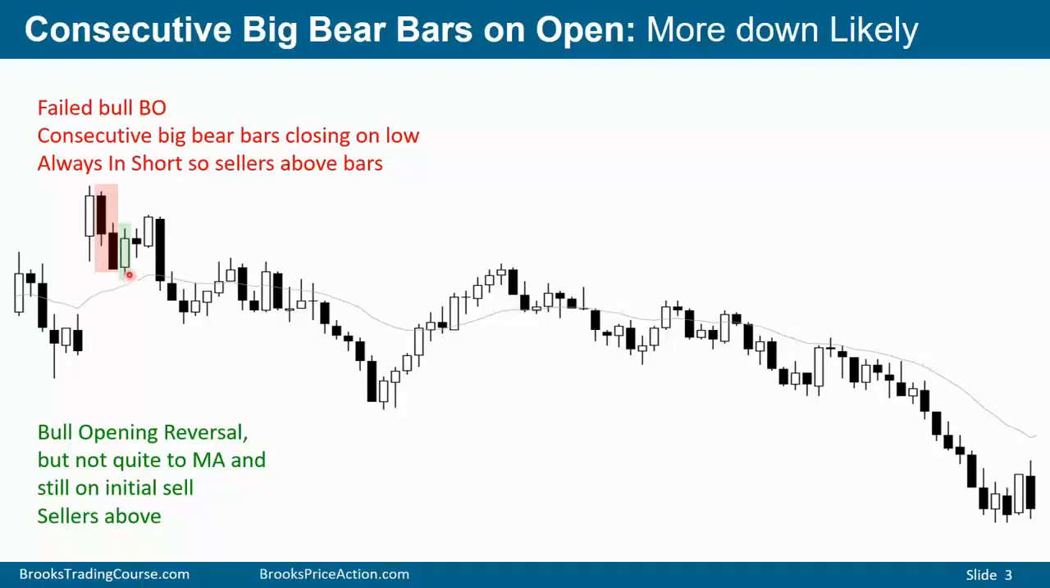Two other problems with this reversal. First, it did not quite reach the moving average, and usually if you get a sell-off that becomes an opening reversal and it's near the moving average, it has to touch the moving average or go a little bit below it. And then also, there is a fairly conspicuous tail on top of the bull bar. And the bull bar, the body is smaller than the body of the two bear bars.